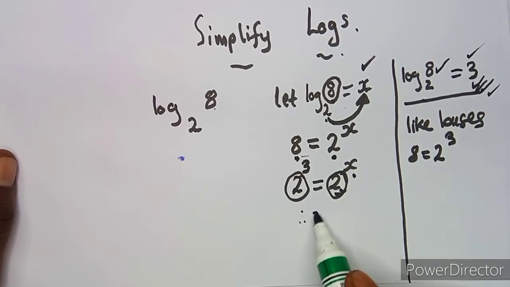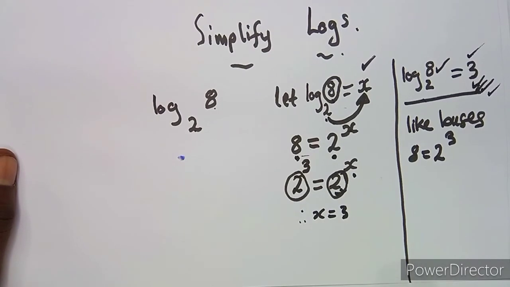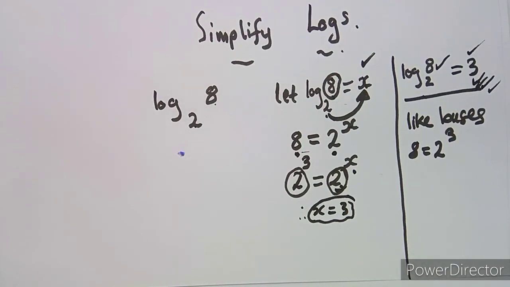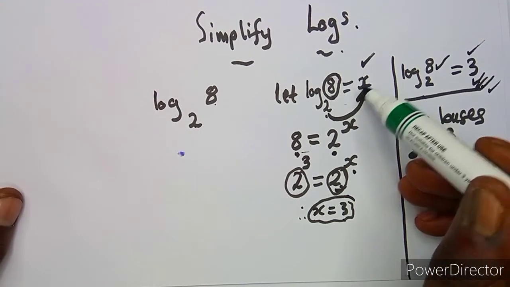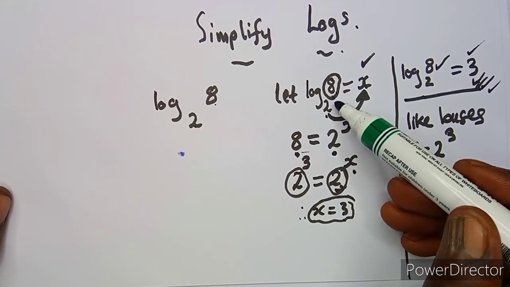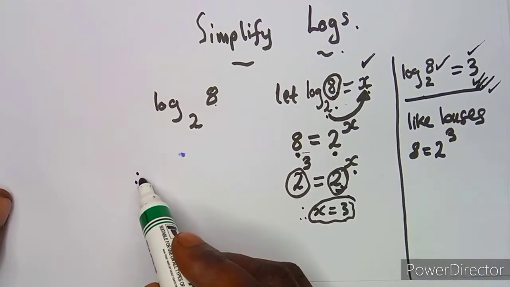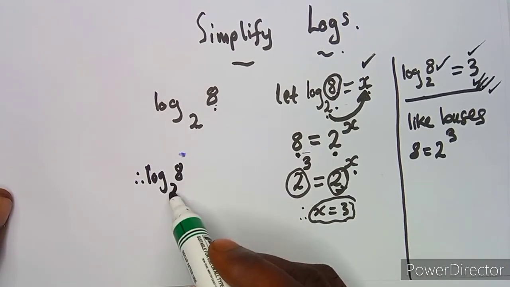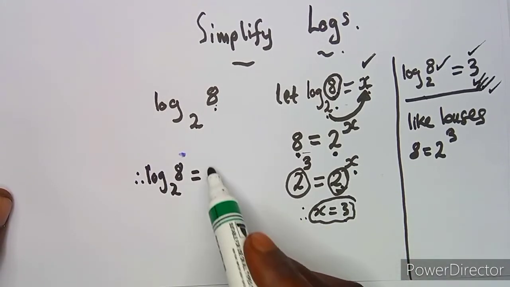So therefore, you've got x, which is equal to 3. But this x that we are talking about is the x that we introduced. Remember, we introduced a certain letter to represent our answer. So this x is representing the answer to log 8 base 2. So it means, therefore, the logarithm of 8 in base 2 is equal to 3.